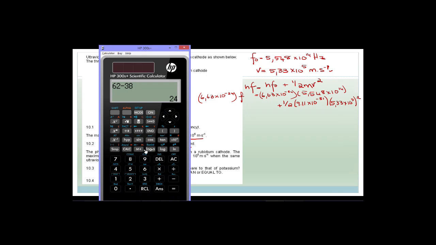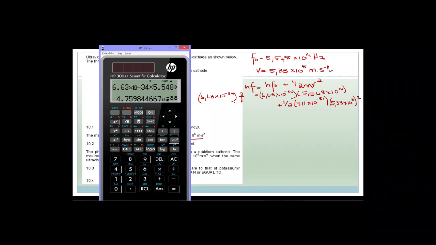Okay, so let's clear this and work this out on the right-hand side. So we're going 6.63 exponent negative 34 multiplied by 5.548 exponent 14, plus bracket 0.5 times 9.11 exponent negative 31, multiplied again by a bracket because I'm going to have to square this, so it becomes 5.33 exponent 5 bracket squared, and then bracket equals. All of that equals 4.7598446667 times 10 to the minus 38.